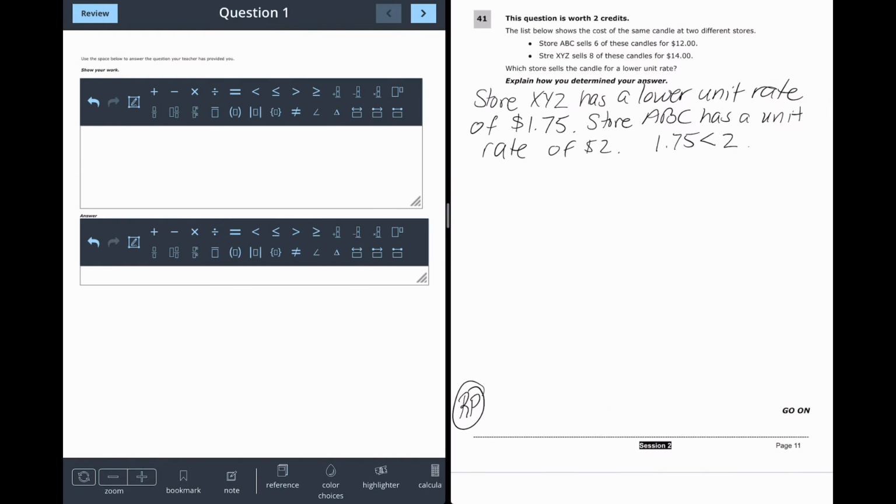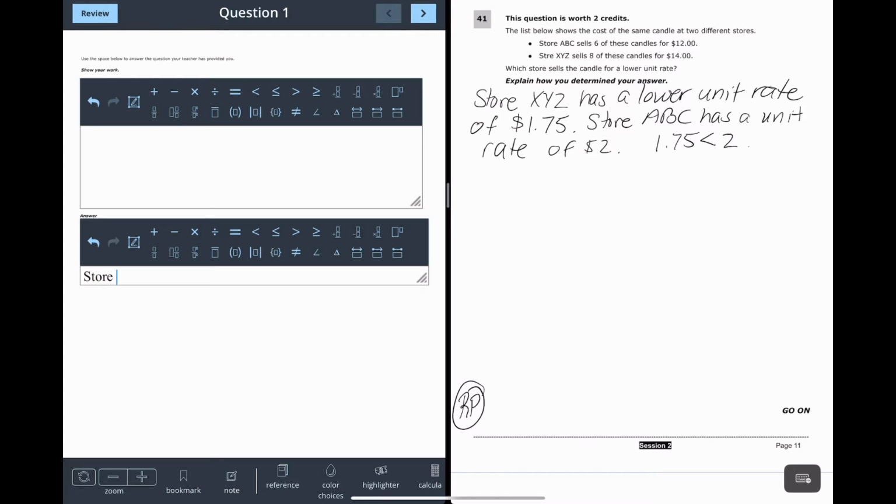Here we go with question 41. You have two stores, ABC and XYZ, selling candles, and we're asked to figure out who has the lower unit rate per candle. And here's the correct answer. Store XYZ has a lower unit rate of $1.75. Store ABC has a unit rate of $2. $1.75 is less than 2. And that's all you would write.